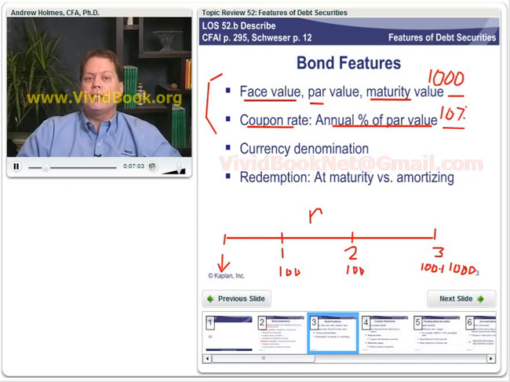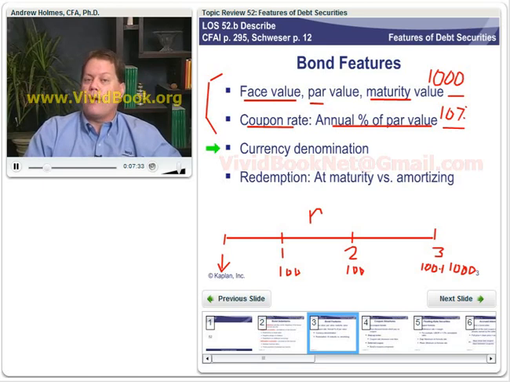Other things that will be specified in terms of features. Hey, the currency denomination, of course, this is going to be, in the example we use, US dollars, but of course it can be denominated in any currency. So you would frequently get large multinational corporations issuing bonds in multiple currency environments. You also get many of the world governments that will issue debt in currencies other than their own. So the Canadian government could issue US dollar bonds as an example.